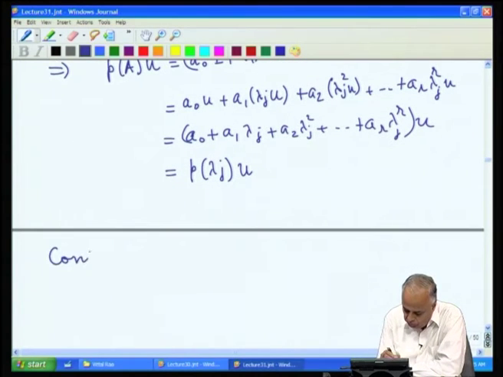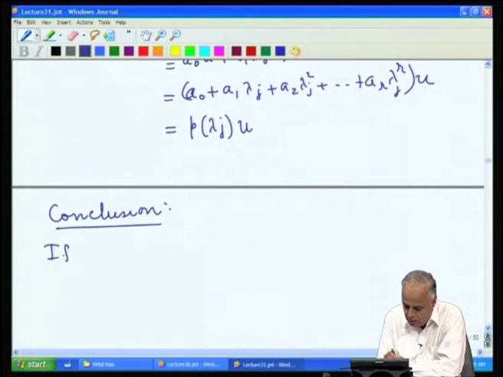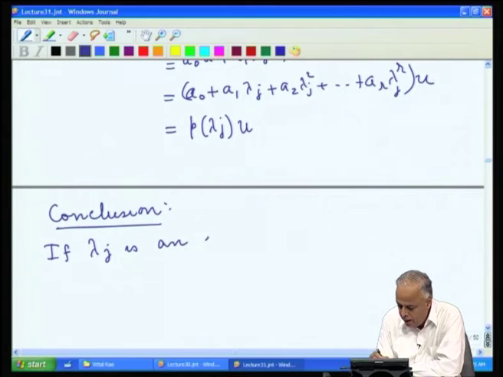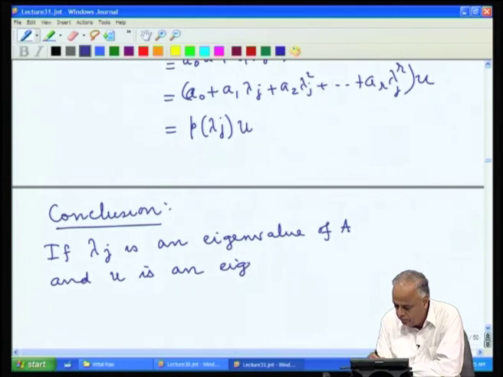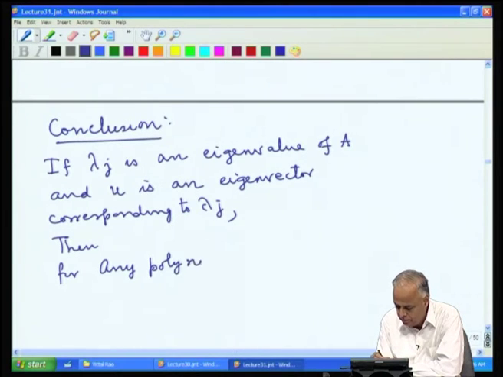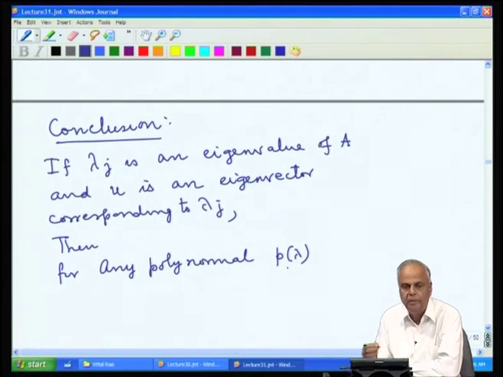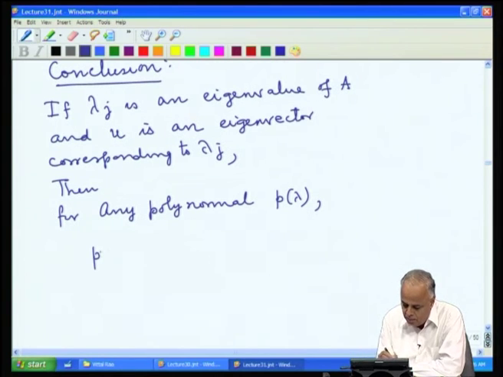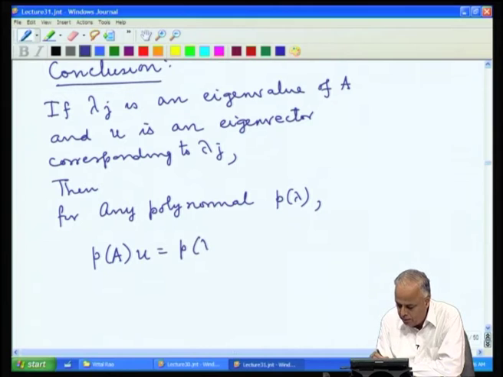So, what is our conclusion? The conclusion is that if lambda j is an eigenvalue of A and u is an eigenvector corresponding to the eigenvalue lambda j, then for any polynomial P lambda, we are assuming everything over complex, for any polynomial P lambda, P A u is equal to P lambda j u.